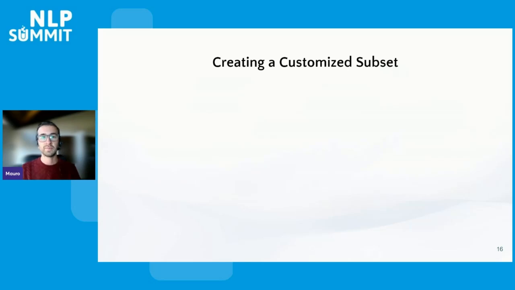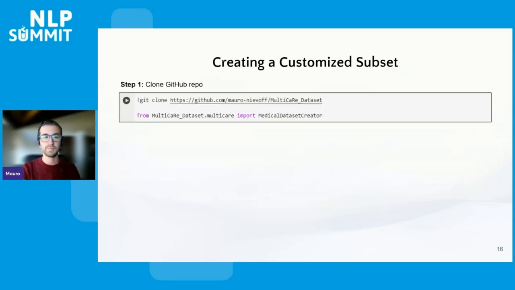Okay, in order to make the best use of this dataset, you will need to create a subset based on your use case. For this, you will see that it's very simple. You will only need to follow four steps. The first step is to clone the GitHub repo in order to be able to import the MedicalDatasetCreator class.